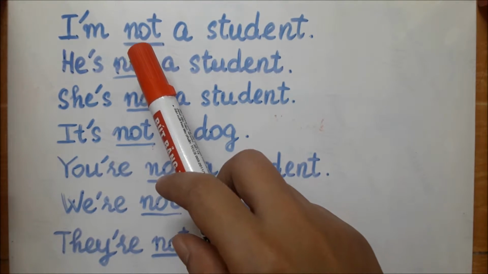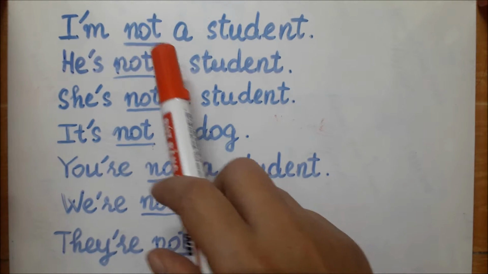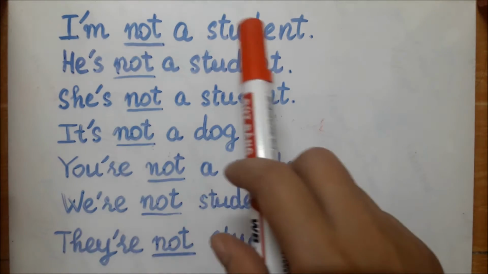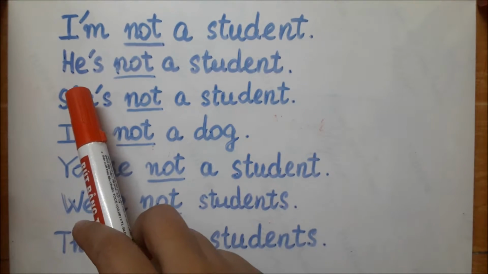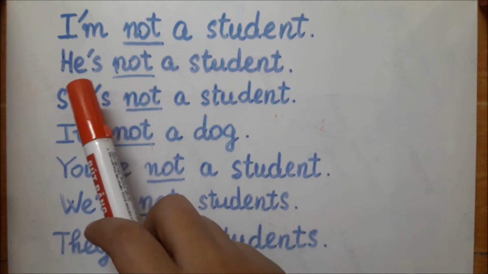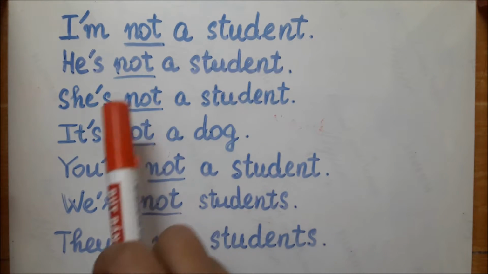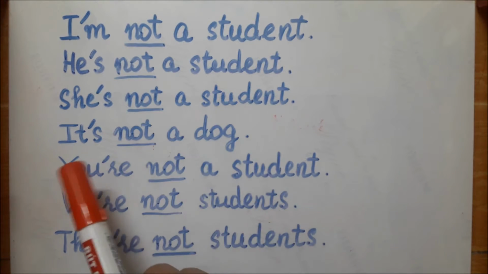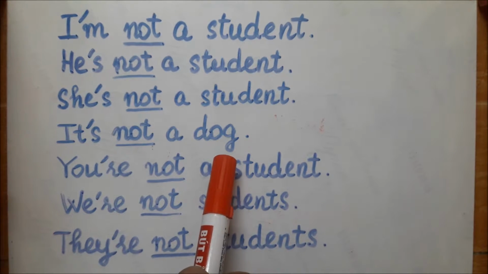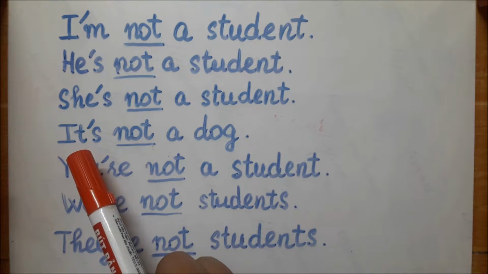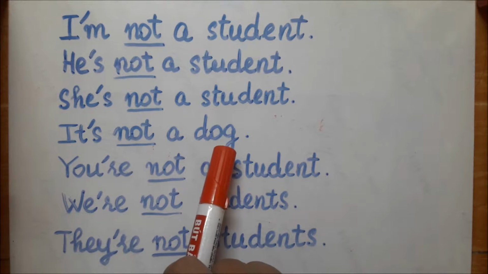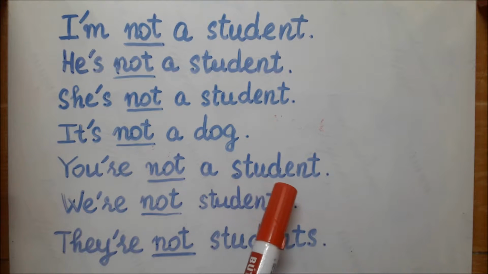Also listen carefully, not a sounds like one word. I'm not a student. Not a. The next one, he's not a student. And she's not a student. It's not a dog. It is used for place, thing, or animal. So it's not a dog. You're not a student.